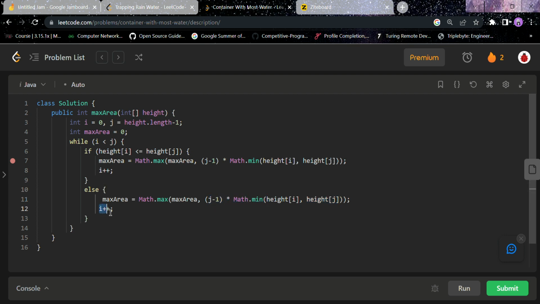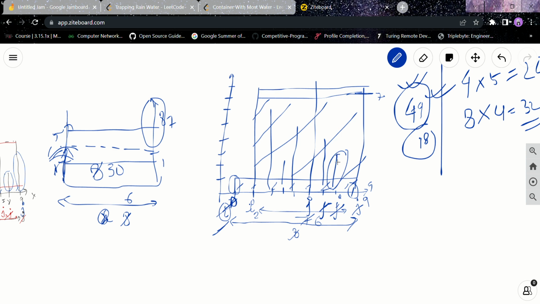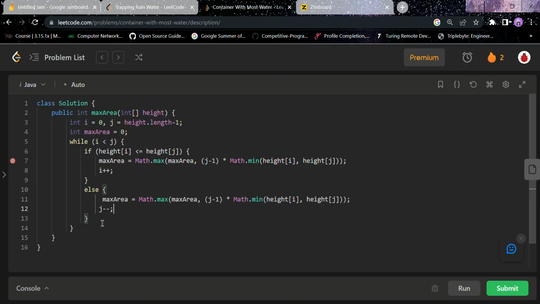But here we cannot do I plus plus. Here we will do j minus minus. Why j minus minus? Because height of j is least here. In comparison, this one is height of I, and this one is height of j, which is smaller. Obviously j is smaller, so we'll decrement the value of j to j minus minus. Okay, so this was the main intuition behind, and let's return our answer, max area.